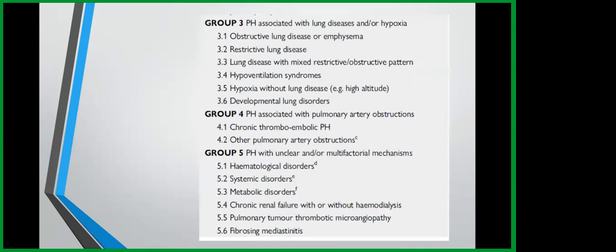Group 3, like we know, is pulmonary hypertension associated with lung disease. So all lung diseases, obstructive lung diseases, emphysema, OSA, all of them can come here. Okay, group 4 is the one due to obstructions. Of course, the typical obstruction is CTEPH, that's chronic thromboembolic pulmonary hypertension. Okay, but any obstruction apart from thromboemboli goes to group 4. While group 5 is anyone that doesn't fall between group 1 and 4, enters group 5.